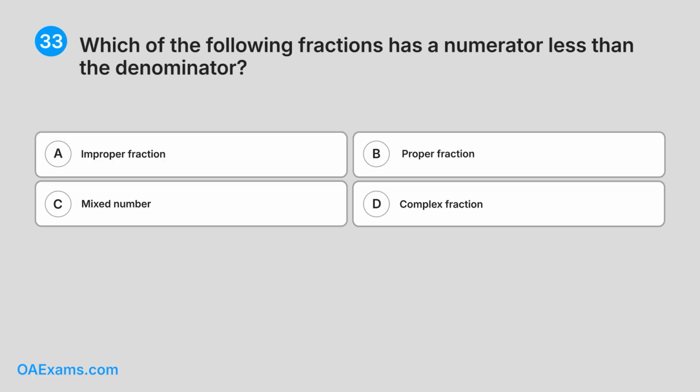33. Which of the following fractions has a numerator less than the denominator? A. Improper fraction. B. Proper fraction. C. Mixed number. D. Complex fraction. What do you think is the answer?